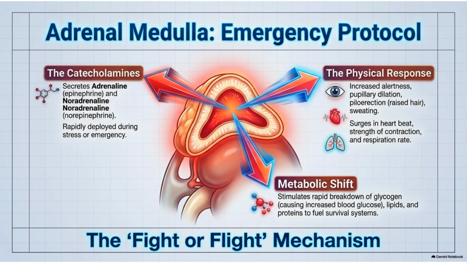Catecholamines increase alertness, pupillary dilation, piloerection, sweating, heart rate, force of heart contraction, and respiratory rate. Catecholamines stimulate glycogen breakdown, increase blood glucose concentration, and stimulate breakdown of lipids and proteins.